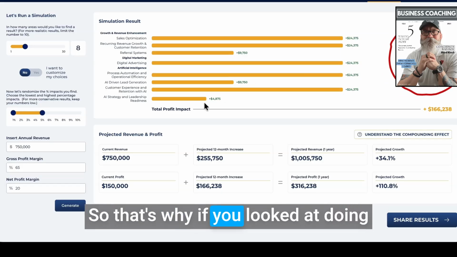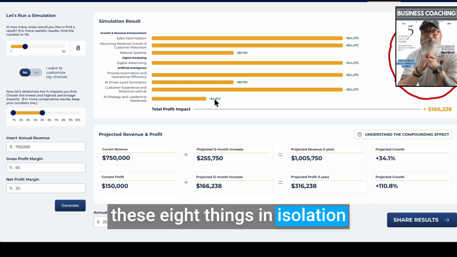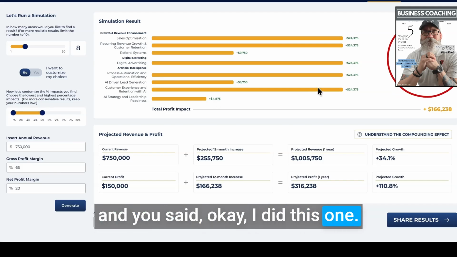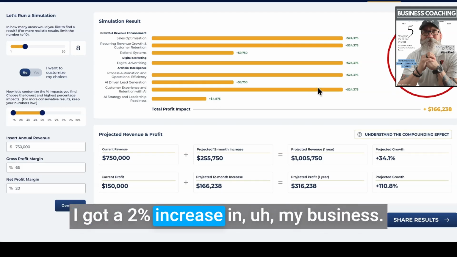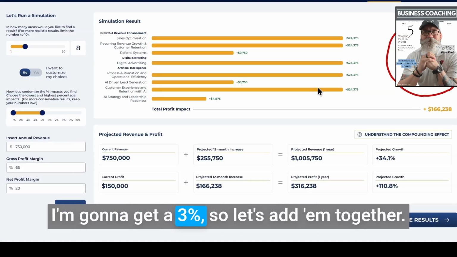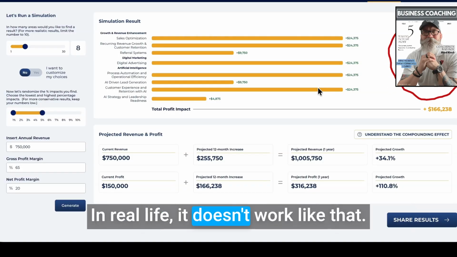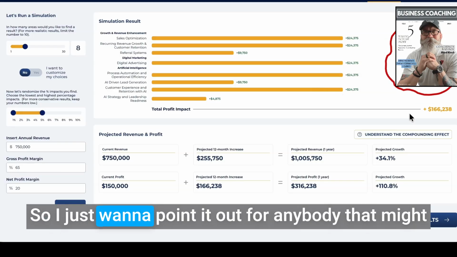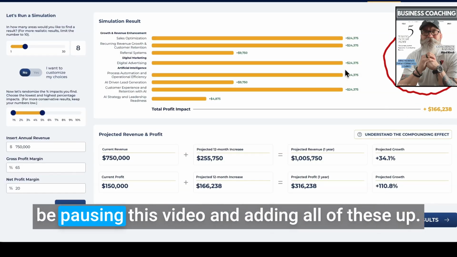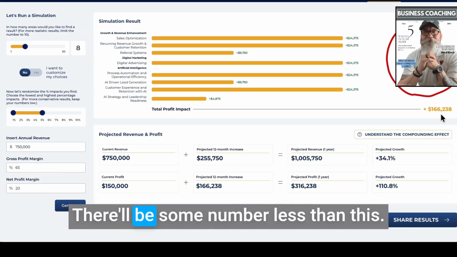So that's why if you looked at doing these 8 things in isolation and you said, okay, I did this one, I got a 2% increase in my business, I'm going to do this one, I'm going to get a 3%, so let's add them together. In real life, it doesn't work like that. So I just want to point it out for anybody that might be pausing this video and adding all of these up. Most definitely there'll be some number less than this.